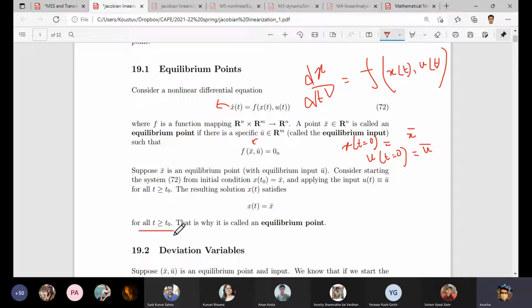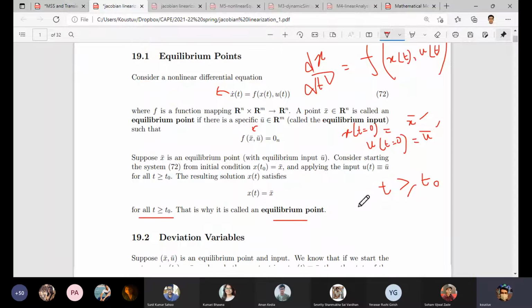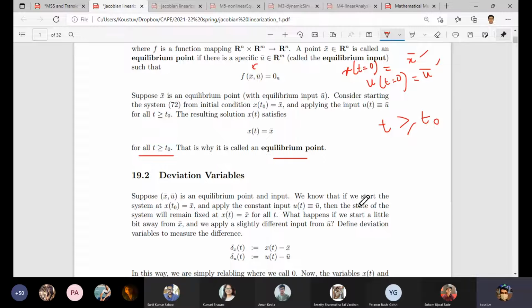So for all t greater than or equal to t0, starting from the initial point, the resulting solutions will just satisfy those x bar and u bar, and it will remain staying there because the derivative part is 0. That is why it is also called an equilibrium point. Sometimes you will find this term, steady state point or equilibrium point.